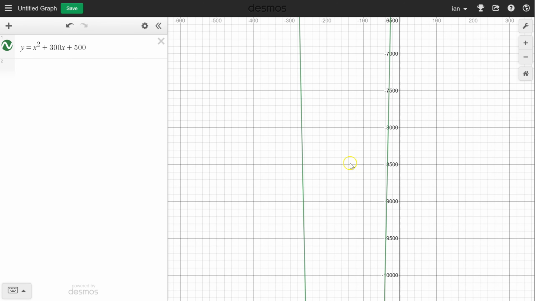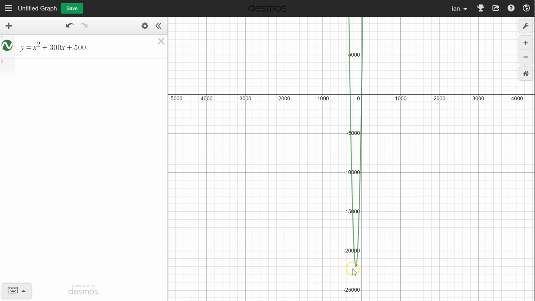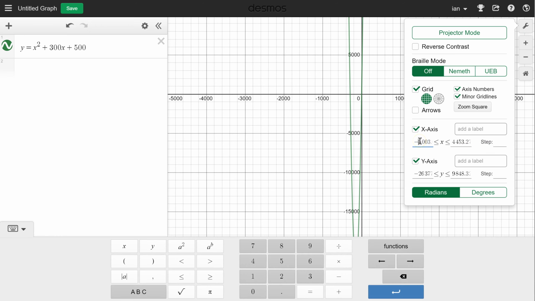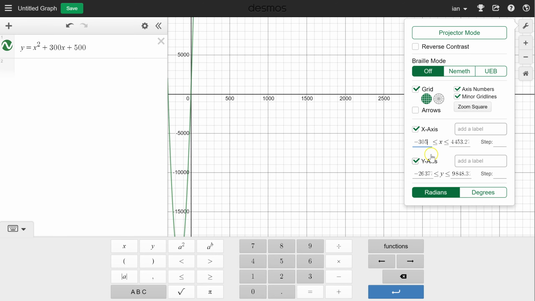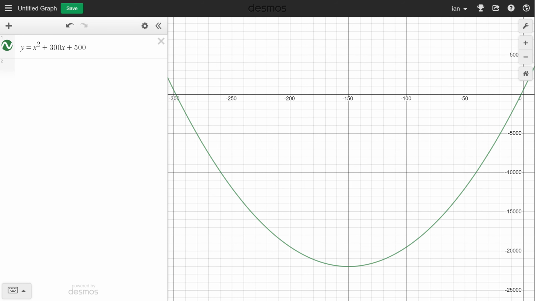What we're trying to do is find an appropriate window. So if you scroll out, you can see there's our graph. So it's going down to negative 25,000. So if I come back over here and type in 305 like we had before and 10, you can see now I have my old thing. I don't have to even change it, but it's finding an appropriate window.